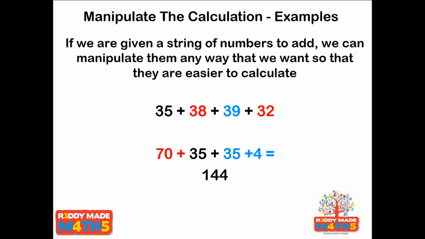That will give us the 70. We've then got the 35 and the 39, and we're going to change that 39 into a double and adjust. It becomes 35 add 4. Again, we have it with 70, and 70 is 140, and 4 equals 144. Just another way to do the same calculation.